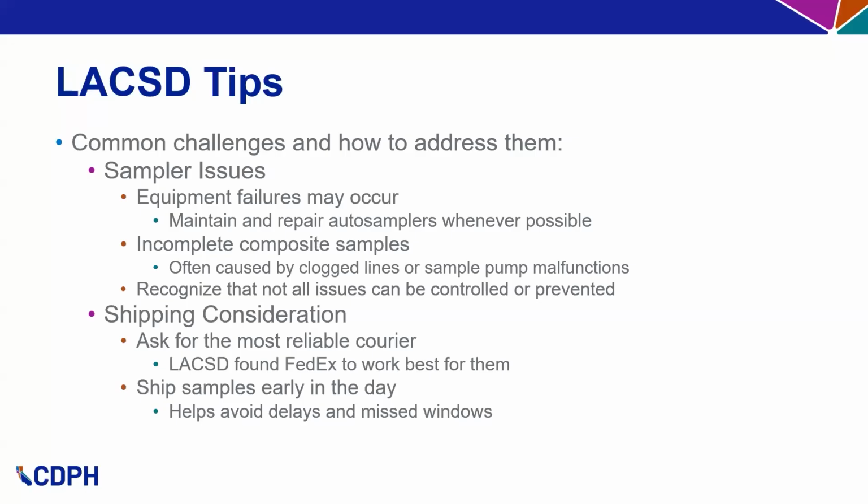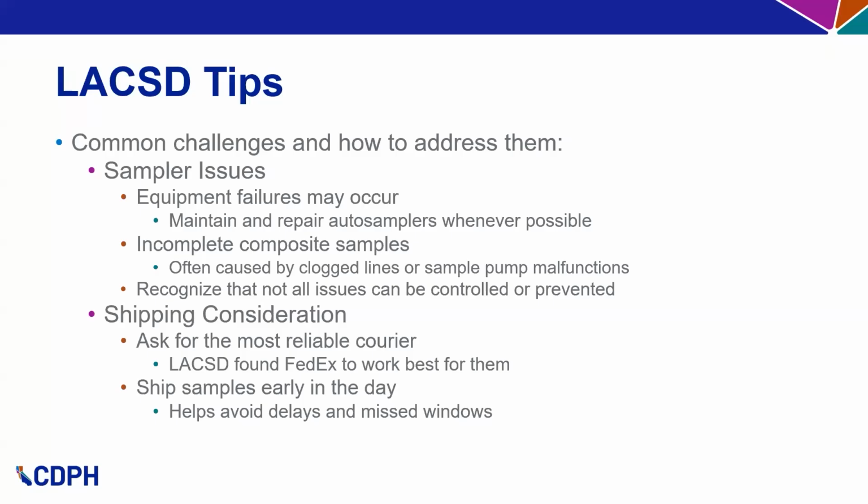So they found it was really important to maintain and repair these auto samplers whenever possible and to make sure that they are keeping up with them and preventative measures so that they don't break when samples are needed to be collected. They also had instances of incomplete composite samples. So this was often caused by clogged lines or pump malfunction. So once again, related to auto samplers and other equipment.